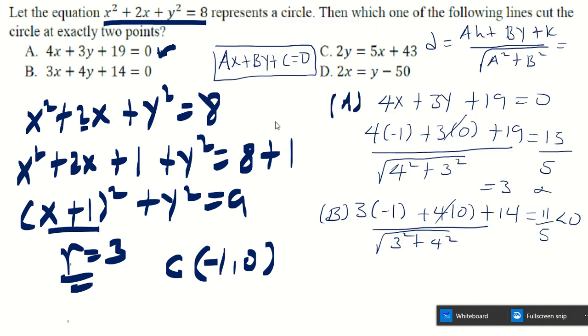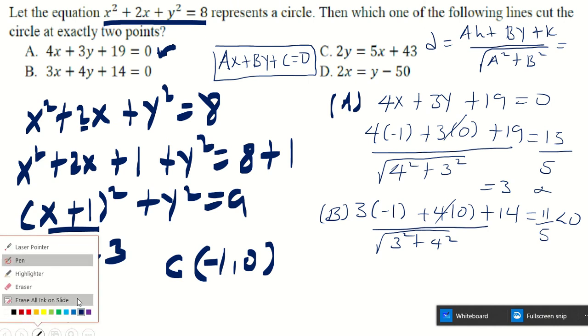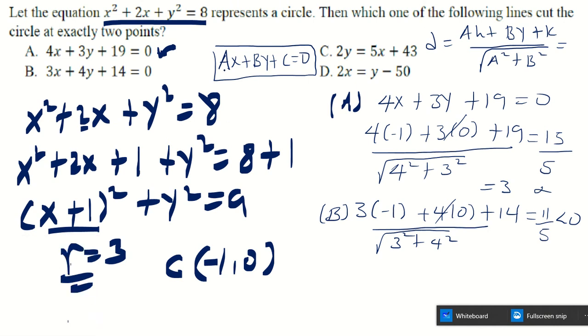To check that, first of all, the equation of the line has to be written in standard form. Standard form of the equation of a line is ax plus by plus c is equal to 0. It must be written in this form. Now, what is a? 4. What is b? 3. And what is c? It's 19.